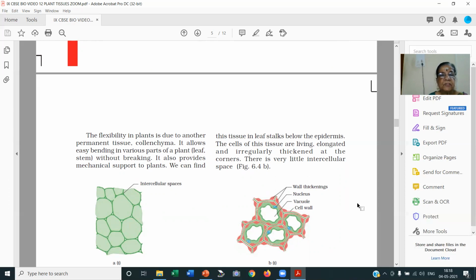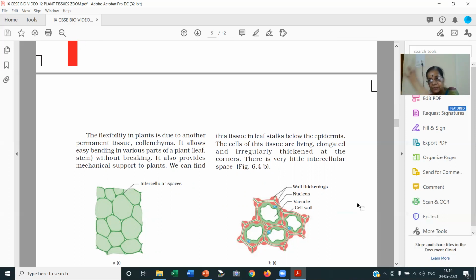Flexibility in plants is due to another permanent tissue that is called collenchyma. It allows easy bending in various parts of a plant, that is leaf and stem, without breaking. A very tall tree, due to heavy breeze or wind, is moving up and down.